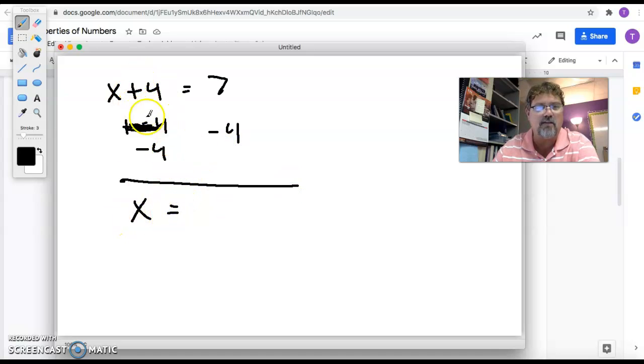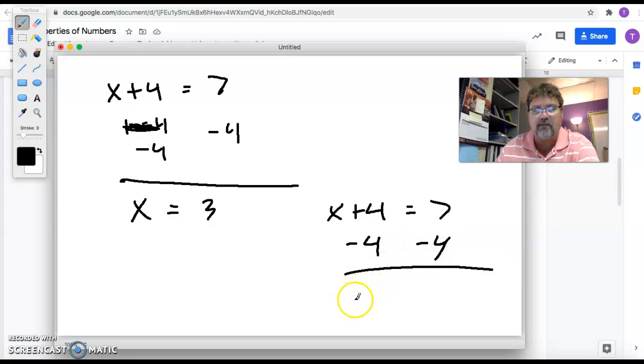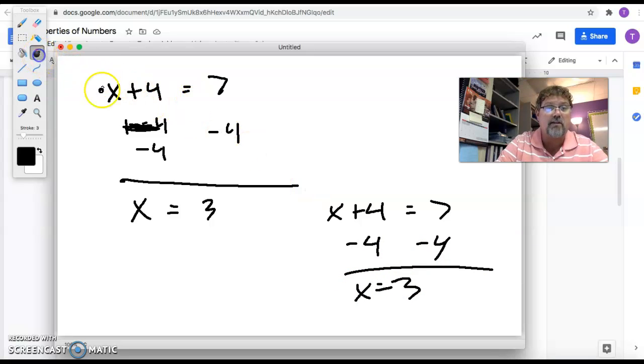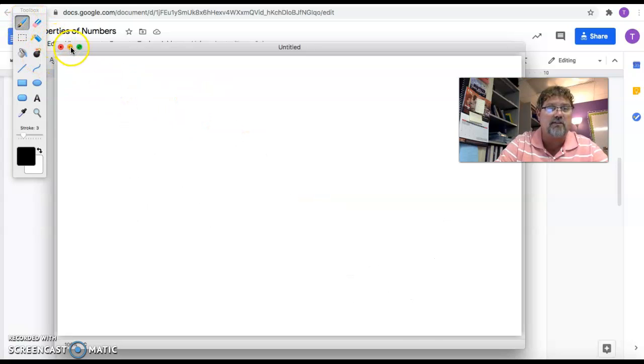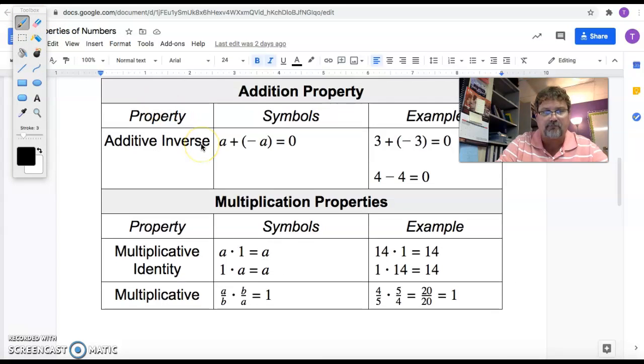That's removing it from this side. But you're doing the same thing to both sides, right? And that's one place you would use that. So x would be 3. Again, you can say plus negative 4, which is minus 4, subtraction, and that's how that property works. Or that's a use for that property. Not the only use, but that is a practical use of it that you're going to see us doing.